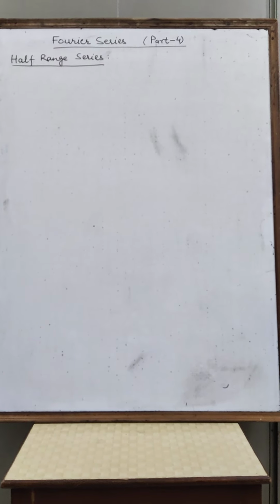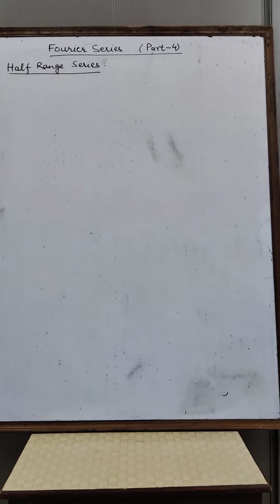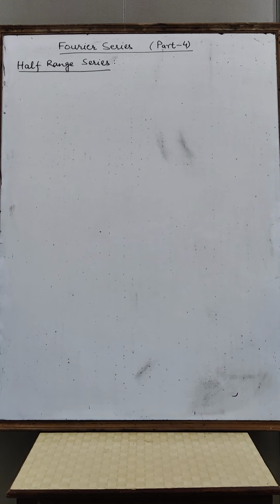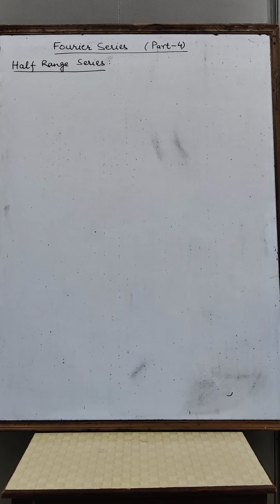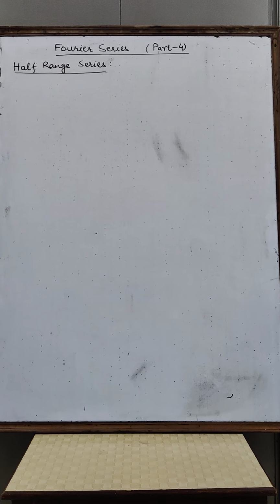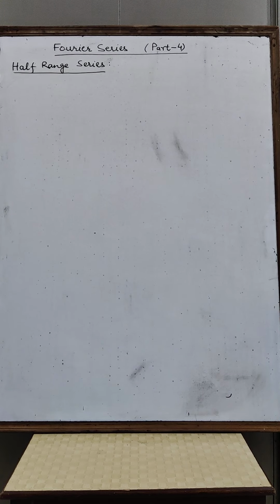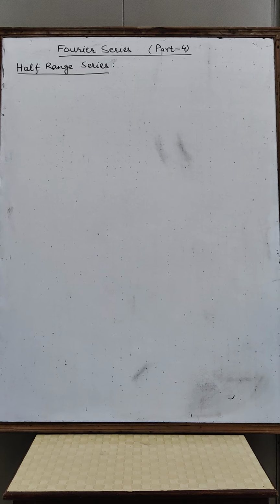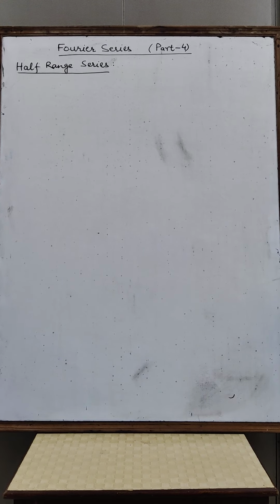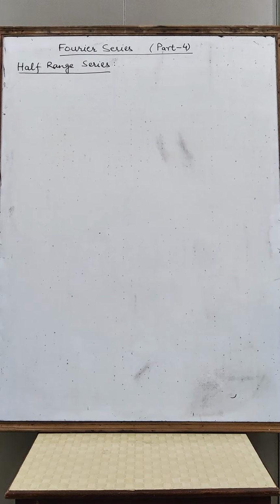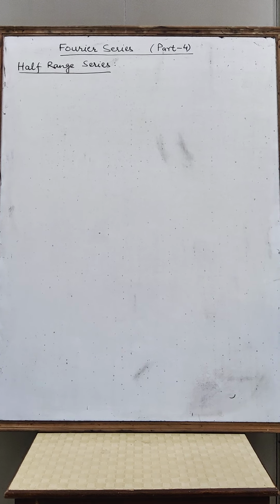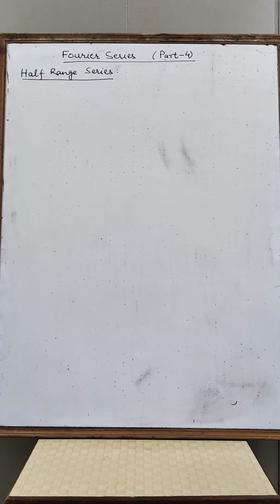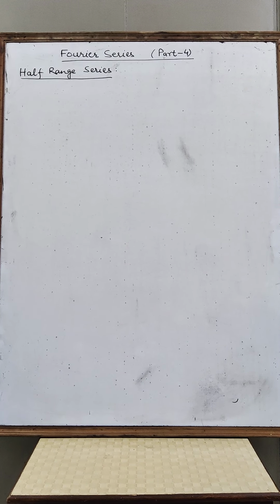Hello students, in this video today we will discuss half range series. In our earlier lectures we found the Fourier series expansion of functions which were periodic and the interval was given either of length 2 pi or some other length, but the function was given over one period, as the function is periodic and the interval was the whole one period of that function.